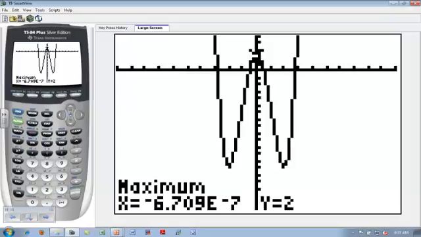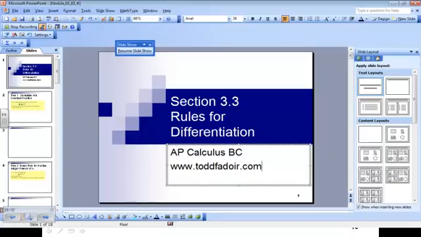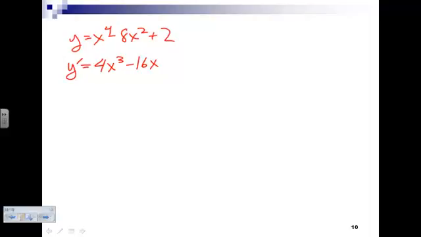Now all of that is using the calculator graphically to make reasonably good estimates of where those horizontal tangents are. But can I show you a better way? What is true about the slopes where horizontal tangents are? 0. Can we get the slope equation out of this? Yes. Y prime is equal to 4x cubed minus 16x. I used the constant multiplier rule and the power rule and the sum and difference rule to do that, didn't I? Yes, I did.